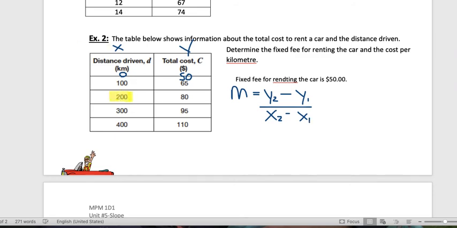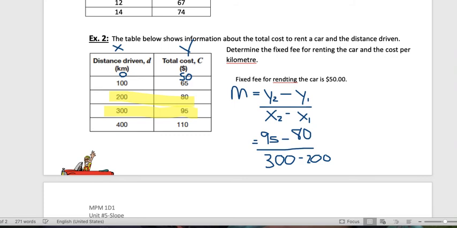So I'm going to use this point here and this point here. You can use any points you want. I just think that those ones looked like good ones to me. So my y2, remember your y column is here. My second y point is this 95. So I'm going to have 95 minus my y1, which is 80, divided by my x2, my second x point, which is 300, minus my x1, which is the top point, which is 200.